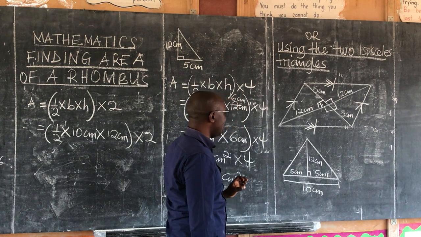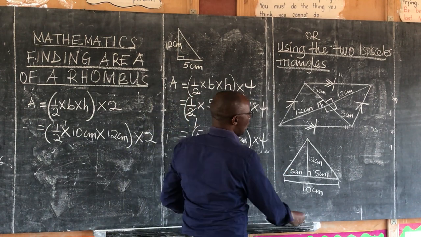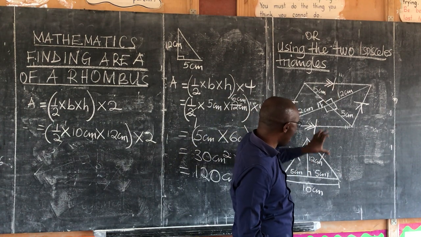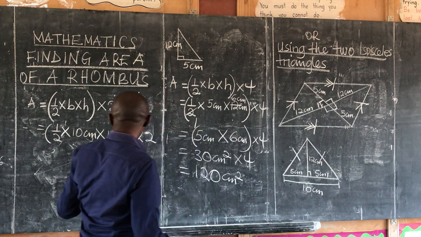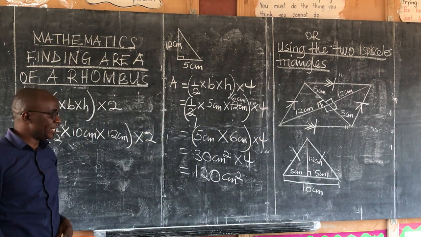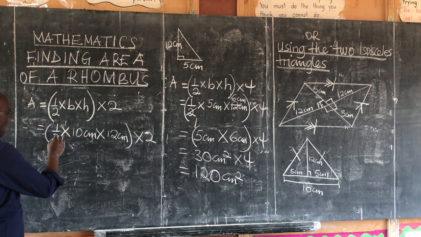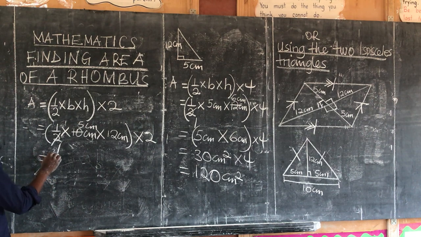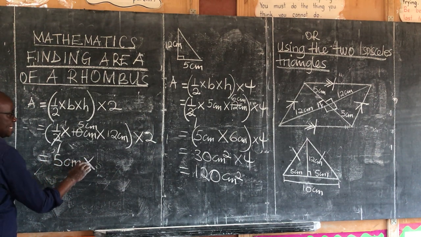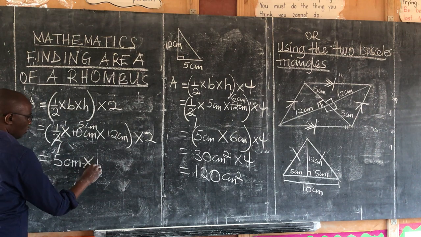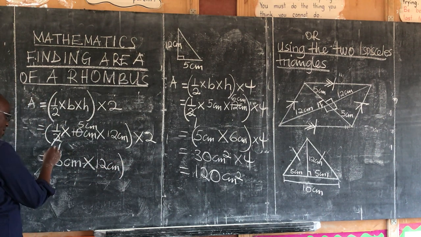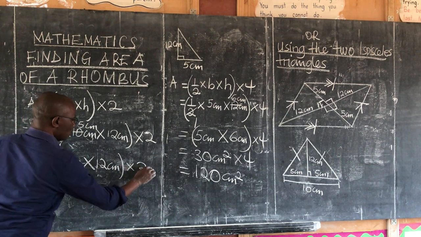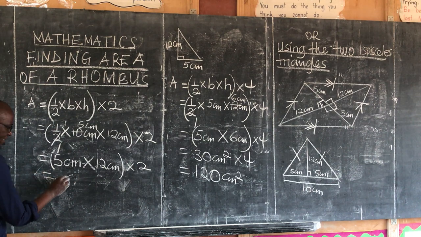Two isosceles triangles both together and joined form a rhombus. So to find the area, we can get the area of one isosceles triangle. Remember, this was my instruction. You get the area of one isosceles triangle times 2, you will get the total area of the rhombus. So by 2, 1. By 2, 5 centimeters. So you end up with 5 centimeters times 12 centimeters, that is after getting the area of the isosceles triangle, times 2. 5 times 12 is 60.